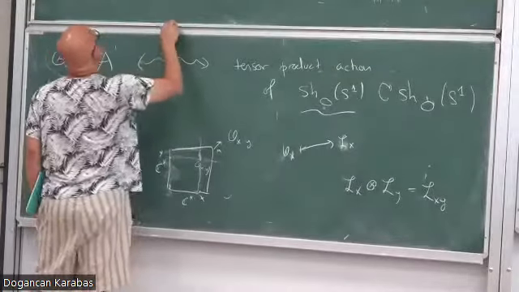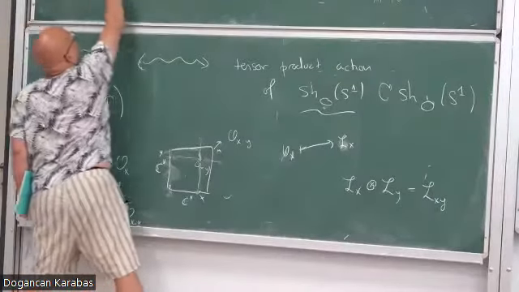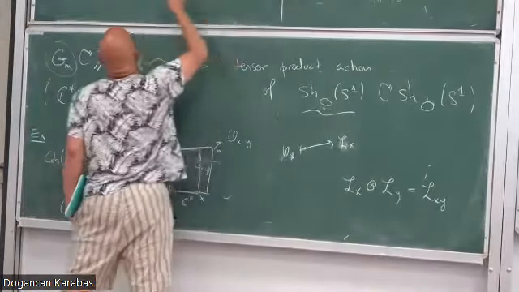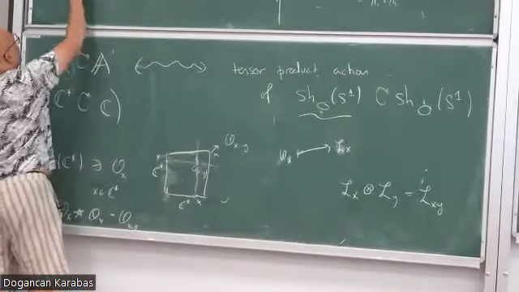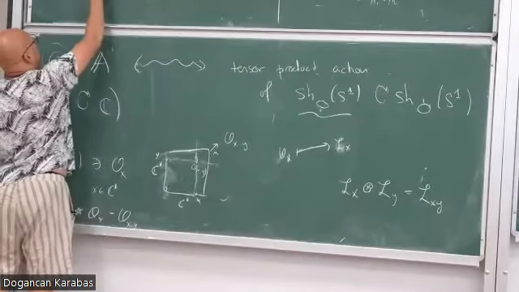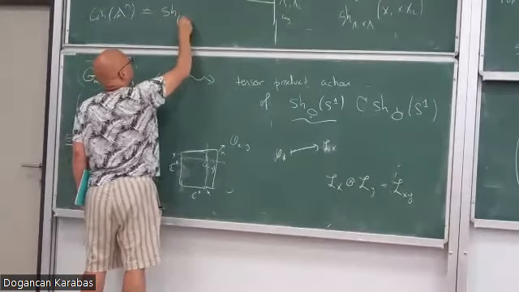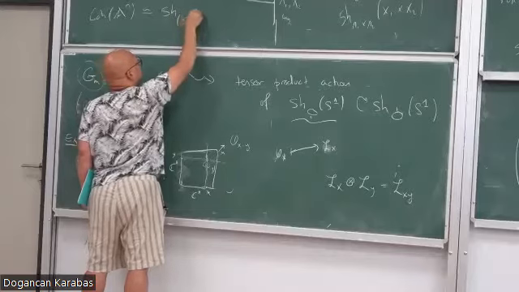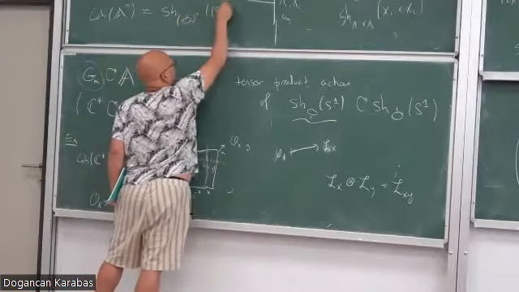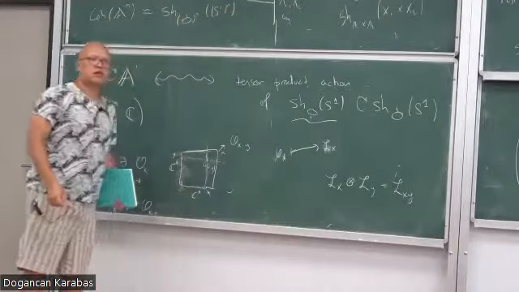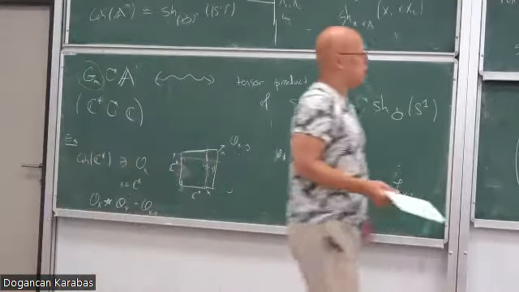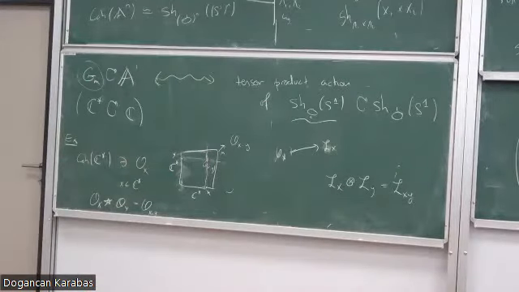In particular, from that, I learned that co-AN is isomorphic to sheaves on this thing to the n, S1 to the n. Okay. Well, that's some progress.